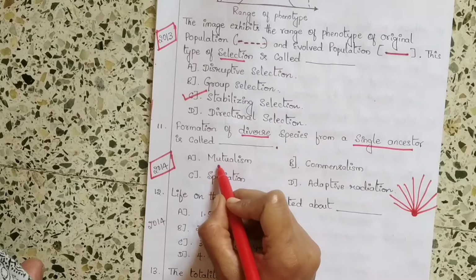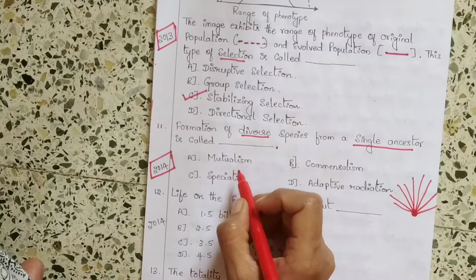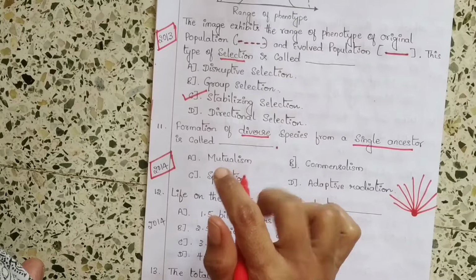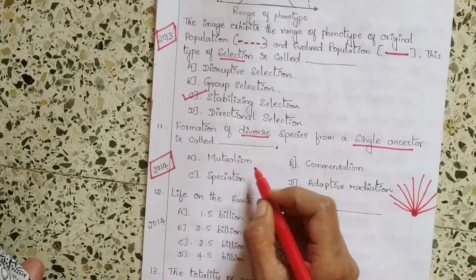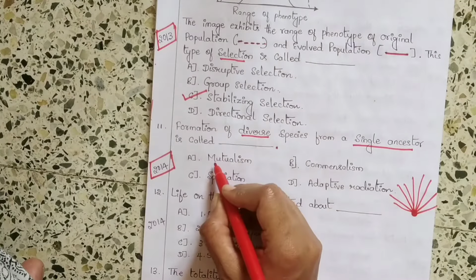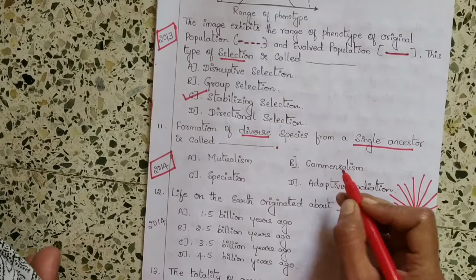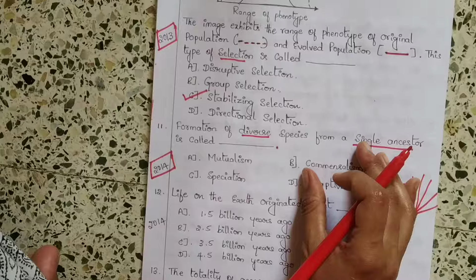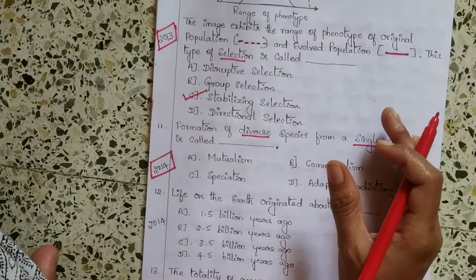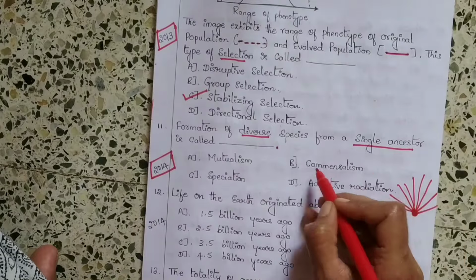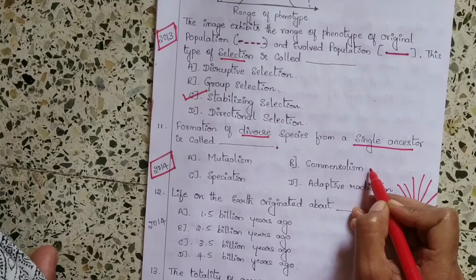Let us look at the first option, mutualism. Mutualism is a biological interaction between two species where both species benefit from each other. So this answer is not correct. Second is commensalism. Commensalism is a type of relationship between two living organisms in which one organism benefits from the other without harming it. Commensalism is a type of mutualism. So this is also not a correct option.